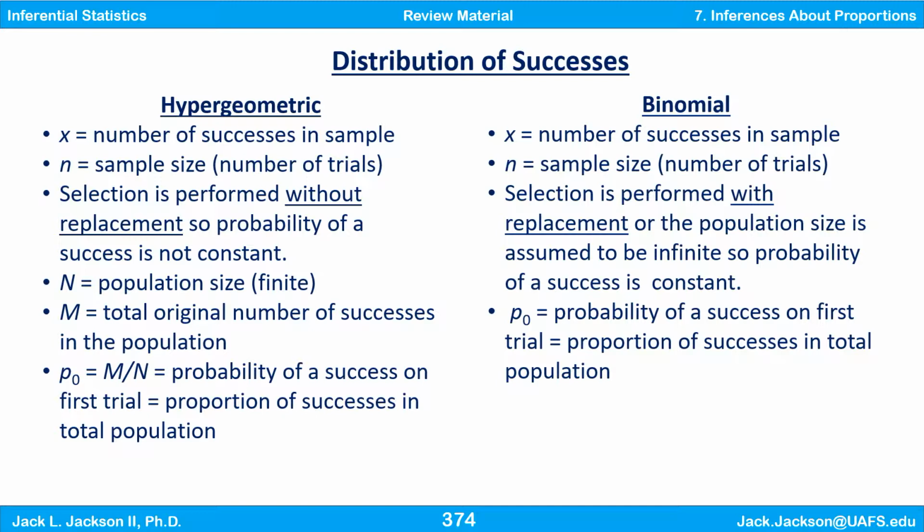In a hypergeometric, N is the population size, which is finite. M is the total original number of successes in the population. So capital N for population size, capital M for number of successes in the population. Divide M by N and get p or p naught, the probability of success on the first trial, or the proportion of successes in the total population. In a binomial, you can do the same thing, but it's not going to change. The probability of success on the first trial is p naught, and it's also the probability of success on every trial, and it is the proportion of successes in the total population.